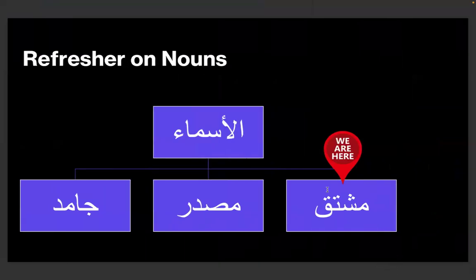Okay, folks. All right, so back to this right here. These are your three types of asma. We just talked about what a mushtaq is, what a masdar is, and what a jamid type of ism is. Now we're going to be talking about mushtaqat, those words that are derived. Not derived from, but those words that are derived.